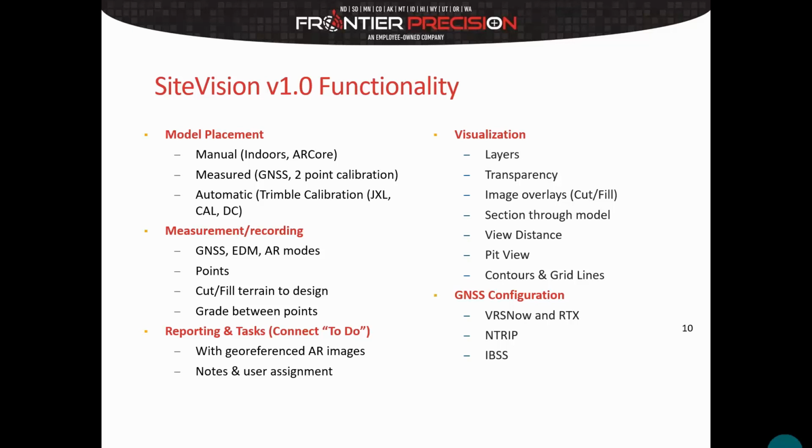The second way is the 2-point calibration, which we're going to show you through Trimble Business Center and also in the field. And if you're using any of the GPS equipment and Trimble Business Center, you're going to be able to automatically calibrate your site. And as soon as you open that model, it's going to pop right into place.